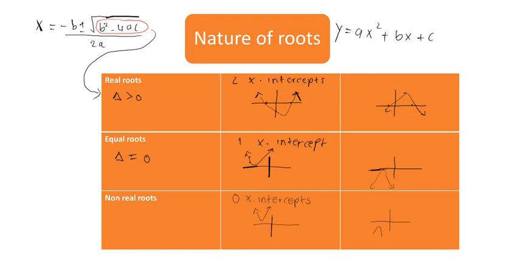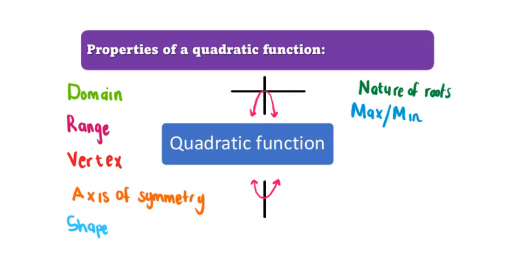So obviously we went through the properties of a quadratic function. We said there's the domain, range, vertex, axis of symmetry, how the nature of the roots can help you determining the shape, and also just determining the maximum or minimum values of a function, right? If your value of a is greater than 0, your function opens upwards. If your value of a is less than 0, your function opens downwards, right?